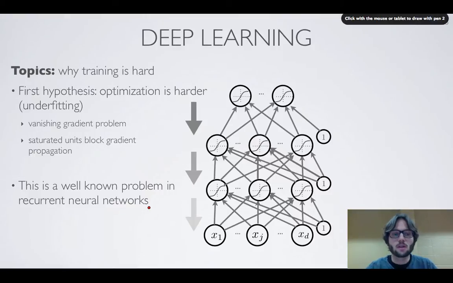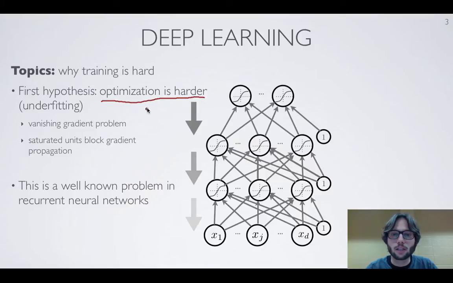So the first is that training a deep neural network is a harder optimization problem than training a single hidden layer neural network. In this case, we would be in an underfitting situation, where if we had a better optimization procedure, then we should be able to fit the data better. So it would be an underfitting situation, which would mean that we would get better results in generalization by optimizing better and fitting our training data better.